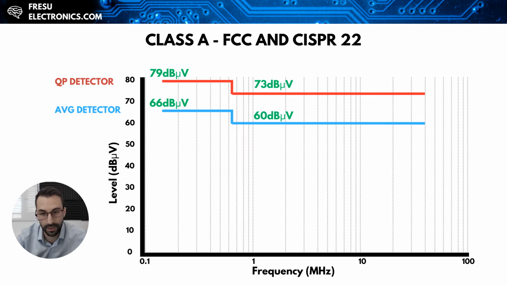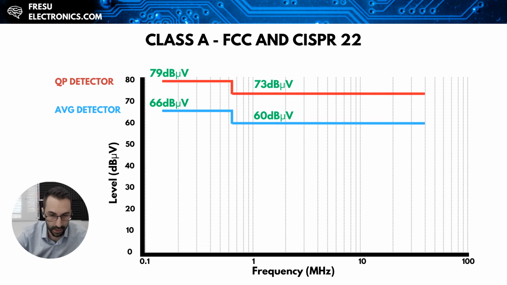Let's now look at the values of the limits for Class A and Class B for conducted emissions. For Class A digital devices, the quasi-peak limit is 79 dBµV from 150 kHz to 500 kHz. And then from 500 kHz to 30 MHz, the quasi-peak limit is 73 dBµV.